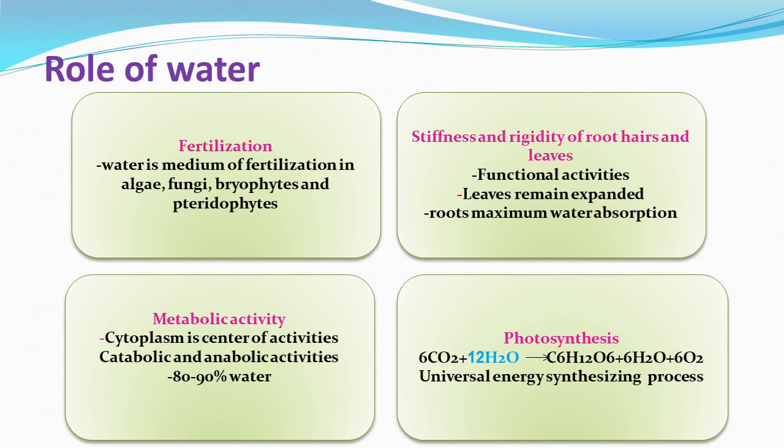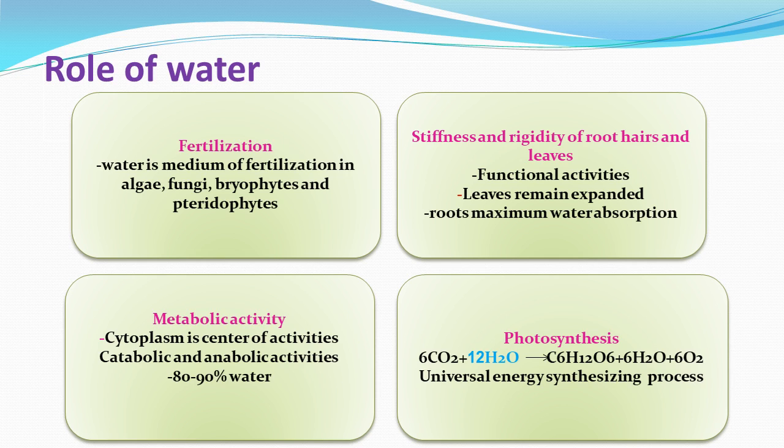Mainly, water is important to maintain stiffness and rigidity in the root hairs and the leaves. Mainly, the leaf surface should remain as expanded as possible in order to absorb the maximum amount of sunlight. And this structure of expansion is maintained by means of water content only. As there is a maximum amount of water within the leaf, it remains more and more expanded, so that there is more absorption of sunlight.